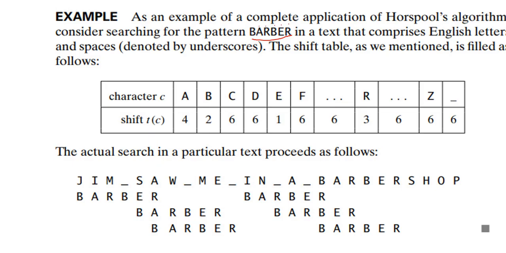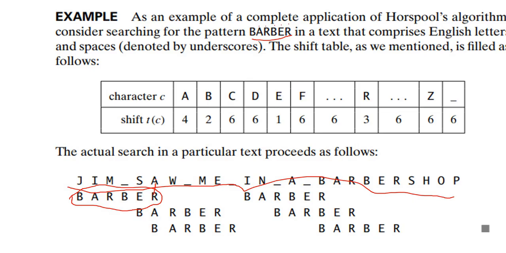So how will we shift this particular pattern, JIM_SAW_ME_IN_A_BARBERSHOP? Okay, so how will we do that? What we do is we just take the pattern, this is the pattern, and place it under the main text string. Then I match A and R. When I match A and R, R is not matching with A.